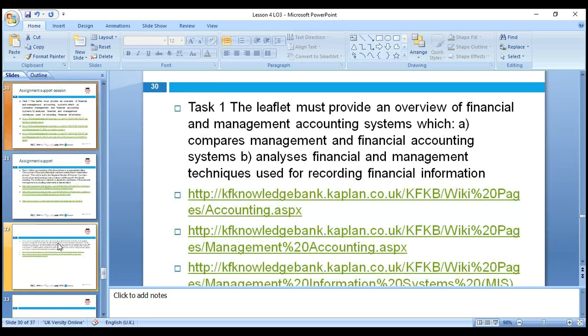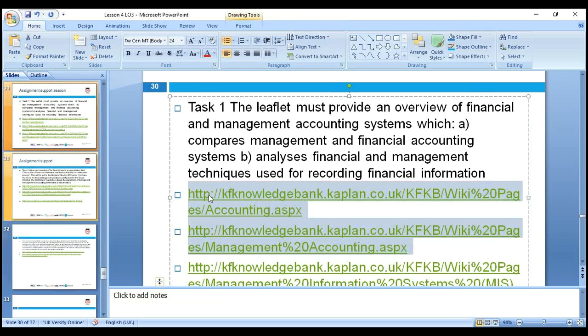So we have a task 1 in the assignments, guys. The leaflet must provide information about the management accounting system, comparing it with the financial accounting system. What you need to do, guys, is copy these links, go through and read them, and do your assignment.